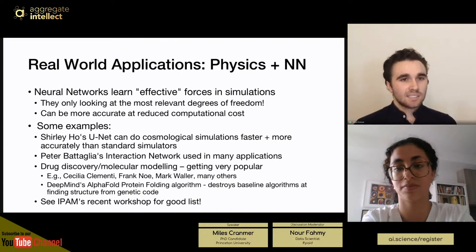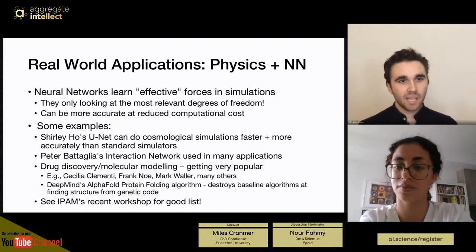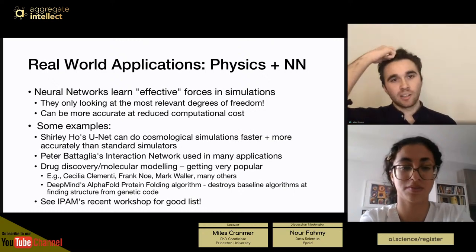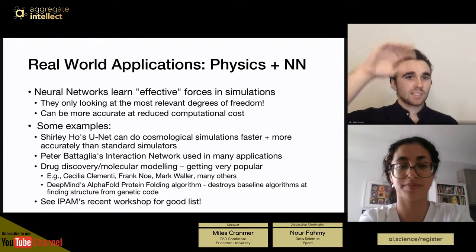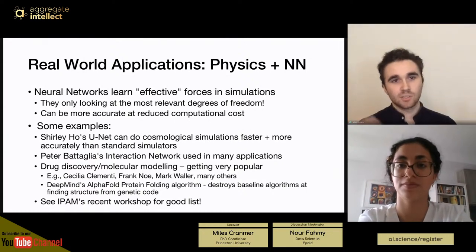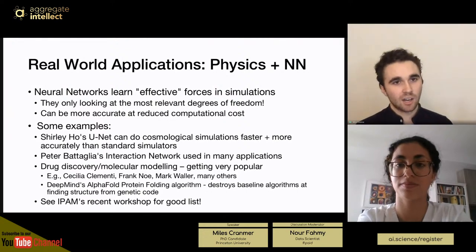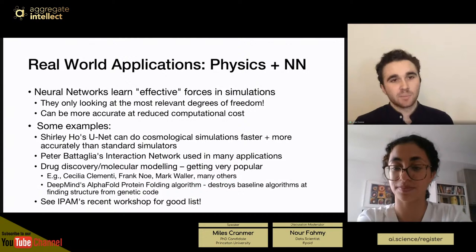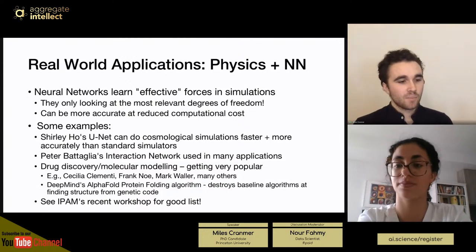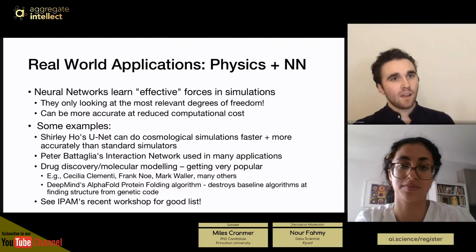I think it's like 10 million times faster than a standard simulator. Peter Battaglia is a good collaborator of mine. He's also on this paper. So he has this interaction network used in many applications. You know, drug discovery, molecular modeling are starting to use this a lot. Discovering new drugs, you want fast simulators so you can simulate the particles moving around. There's this recent IPAM workshop that has a good list of these applications.